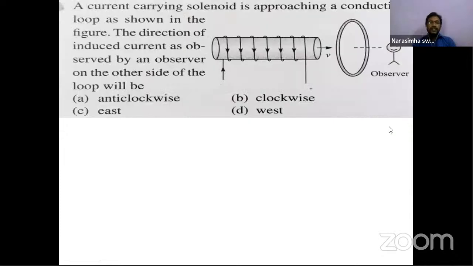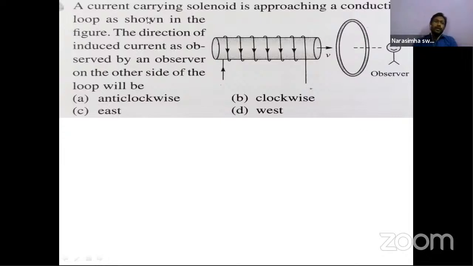Just now we discussed the same concept. This problem is given on the same discussion. A current carrying solenoid is approaching a conducting loop as shown in the figure. Now the direction of induced current as observed by an observer on the other side of the loop will be. This is very conceptual, because once you understand Faraday's laws strongly, you can solve such problems very easily. So my request is, be strong on the concepts.